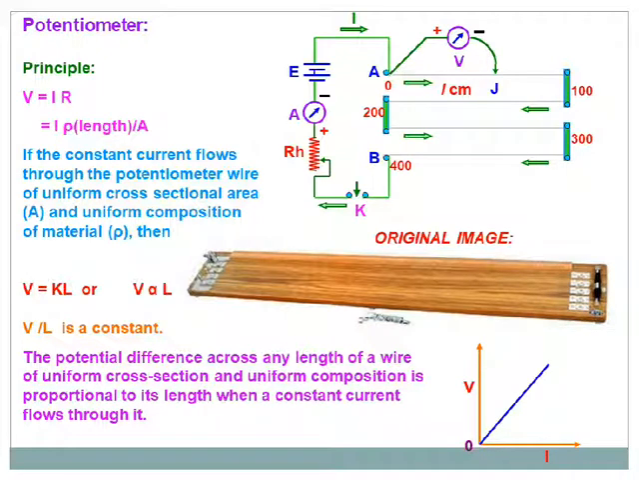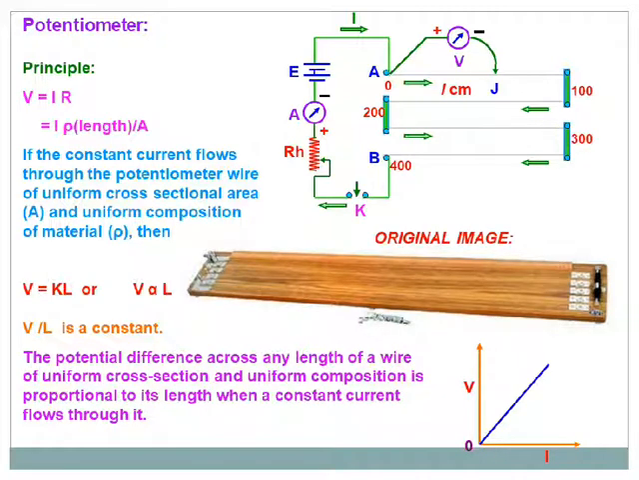To remove the proportionality sign, we have multiplied here by a constant term, which is K. Or you can say V upon L is constant. So this is nothing but the potential gradient. This is called the potential gradient. So this is all about the potentiometer.